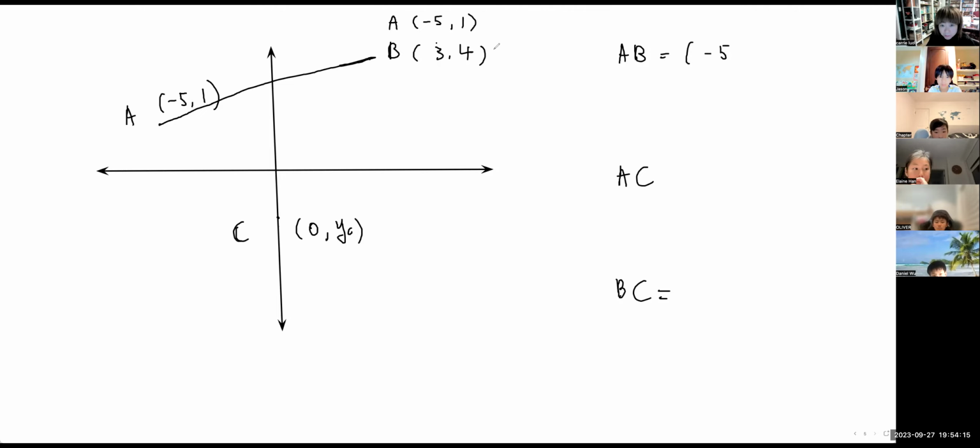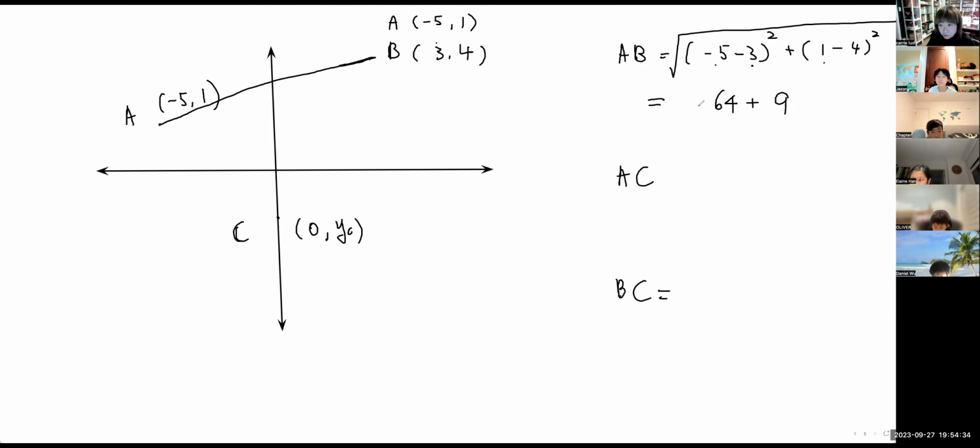It's -5 minus 3 squared plus 1 minus 4 squared and square root equals 64 plus 9, 对不对？-5减3等于-8，对吧？-8乘以-8是不是等于64？1减4等于-3，-3乘以-3等于9。So this one is square root 73. Okay, very good. So let's calculate AC.